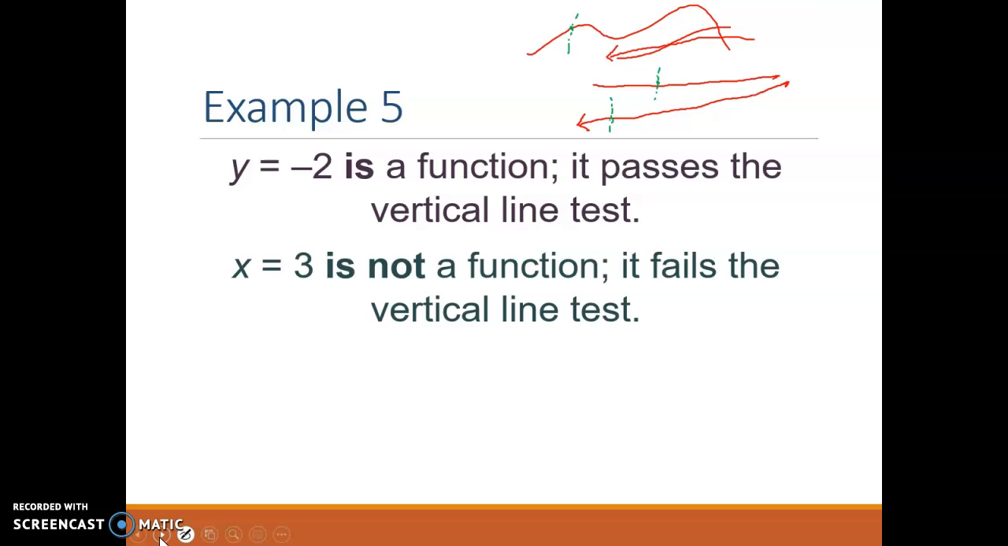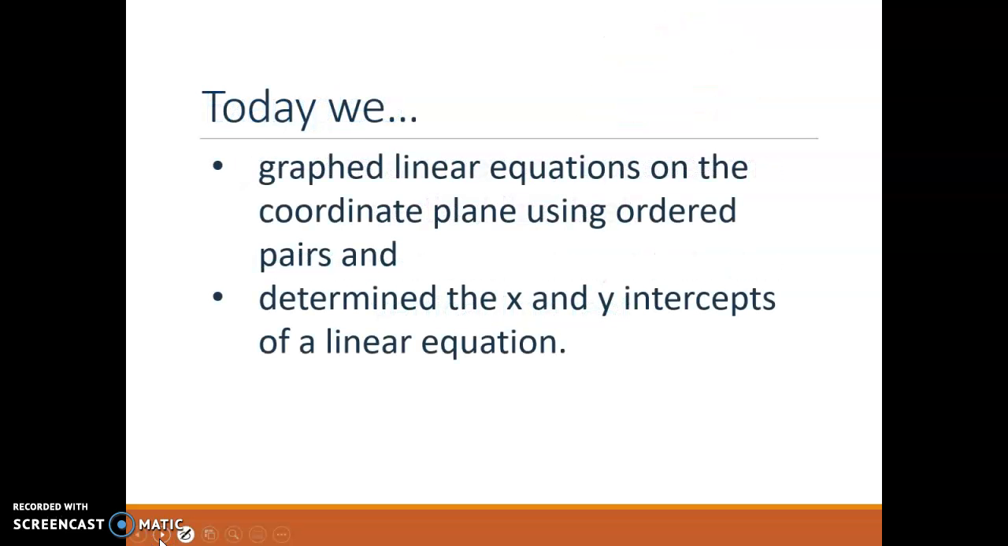x equals 3 is not a function because it fails the vertical line test. In fact, it is a vertical line in and of itself. So if I put a vertical line on top of it, it's going to touch not just one point on the line, but every point on the line.